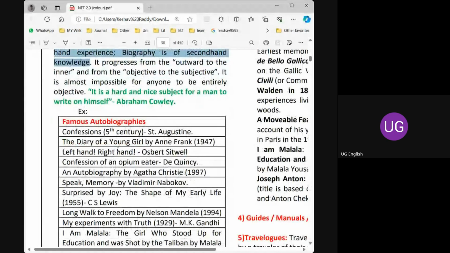Abraham Cowley also said it is a hard and nice subject for a man to write on himself. Abraham Cowley, and it is very important.